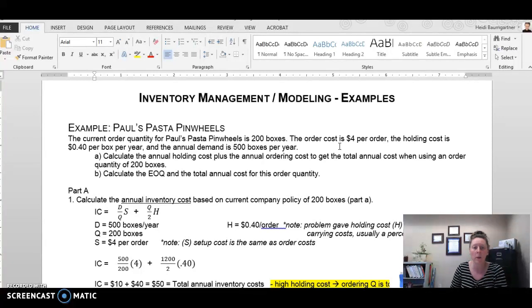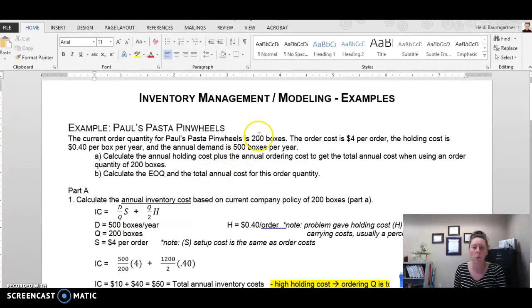In Part A, we want to calculate the annual holding costs plus the annual ordering cost to equate to the total annual cost. So we're using the IC inventory cost equation here when the order quantity is 200 boxes. From there, we want to go to Part B and calculate the optimal order quantity and the total annual cost for this order quantity. So start off in Part A, we're pulling our data out.